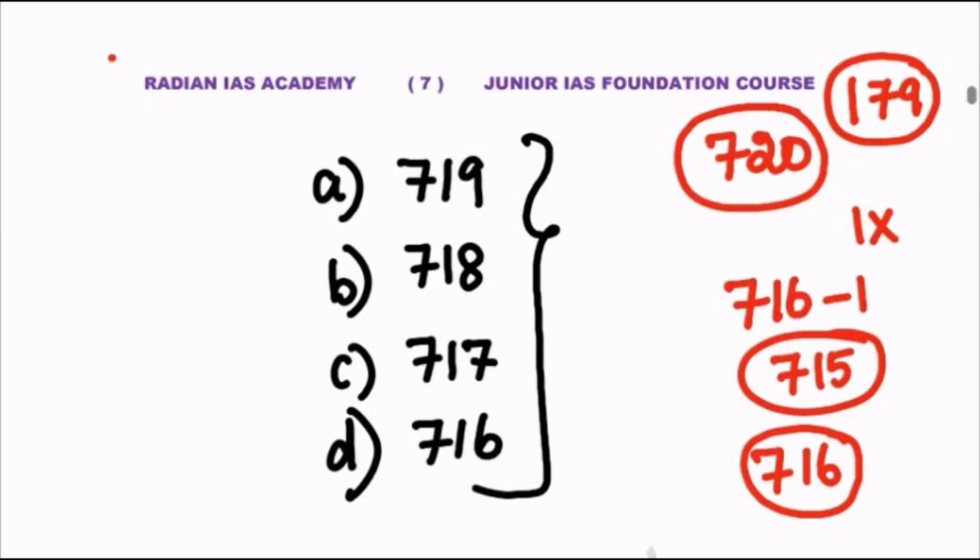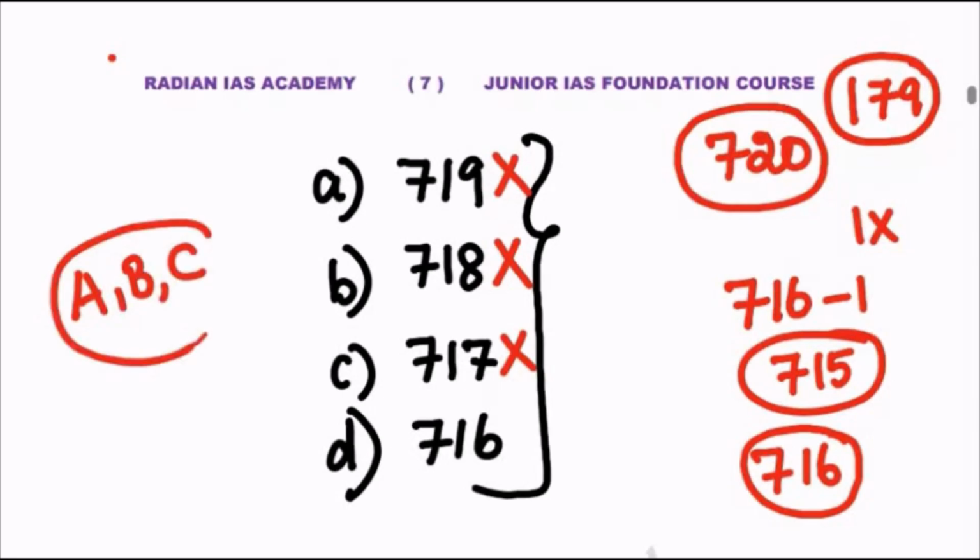717 possible? Not possible. 719 not possible. 718 not possible. 717 not possible. So therefore, A, B, C scores not possible, but 716 can be a possible NEET score. When someone attempted only 179 questions, he left one question unanswered, but all 179 questions correct.